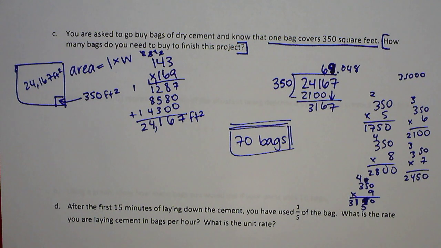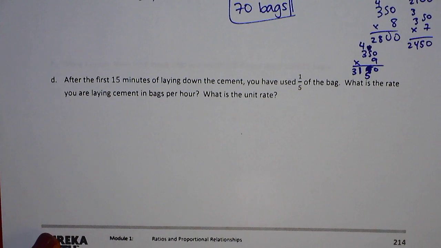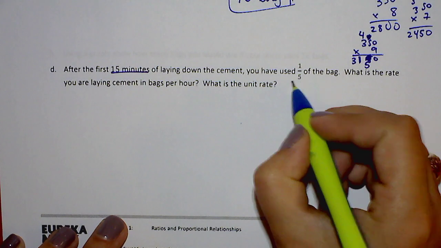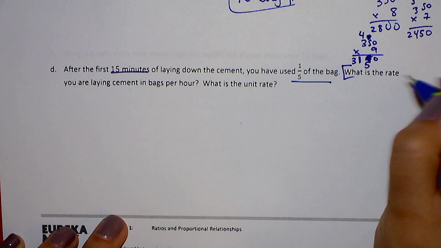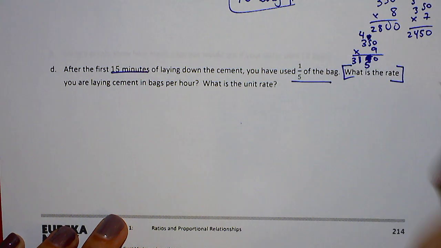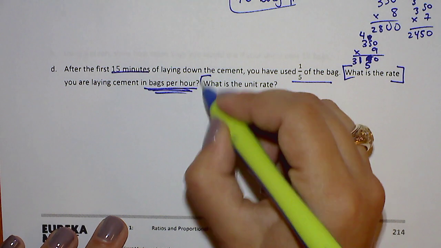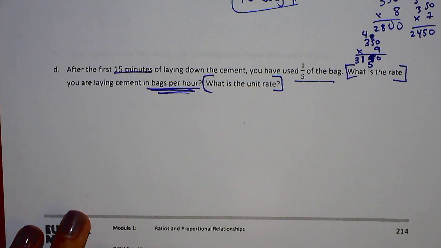All right. Part D. After the first 15 minutes of laying down the cement, you have used 1/5 of the bag. What is the rate in bags per hour? And then it also asks what is the unit rate. So it's asking for the rate in bags per hour.